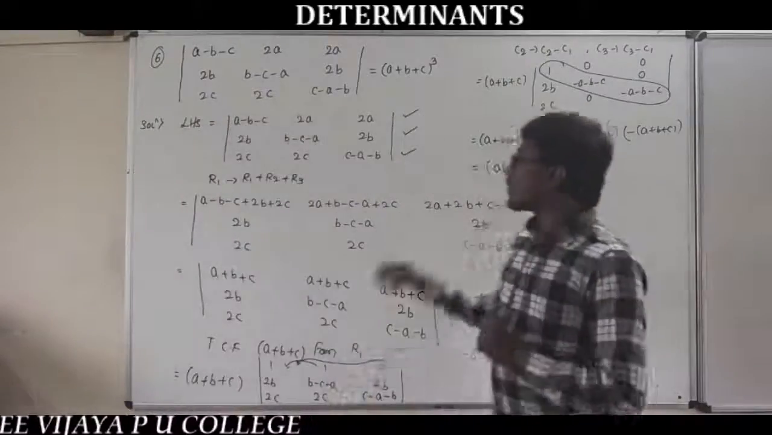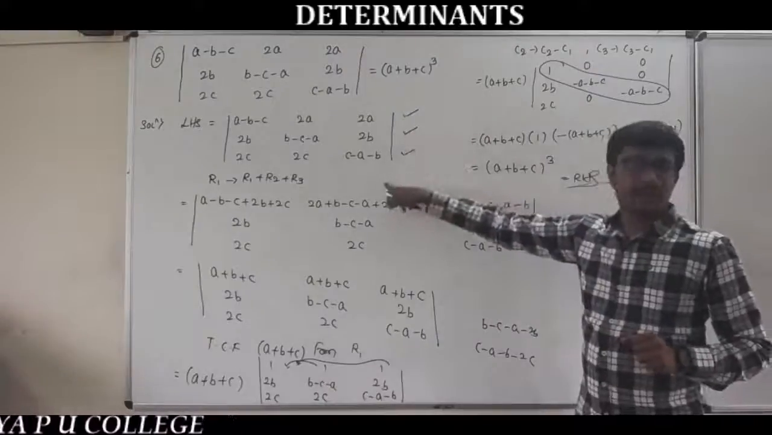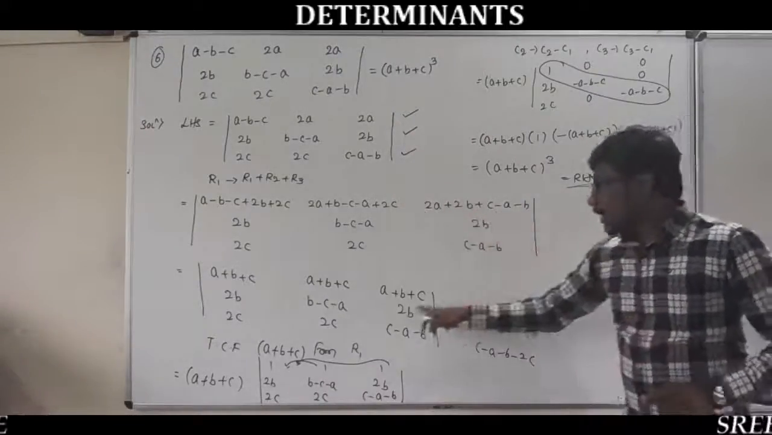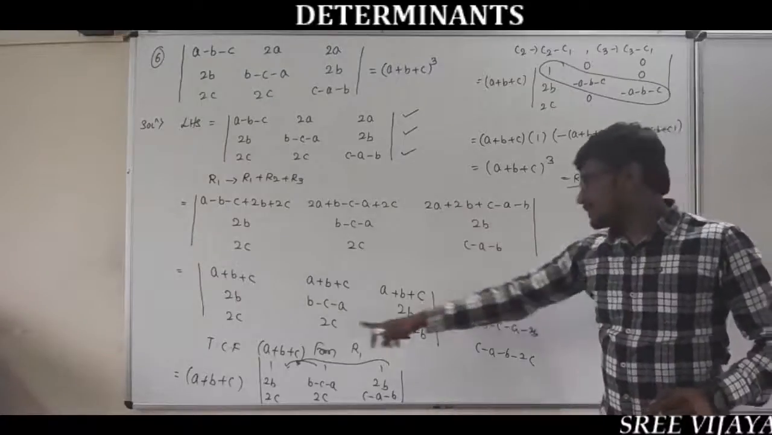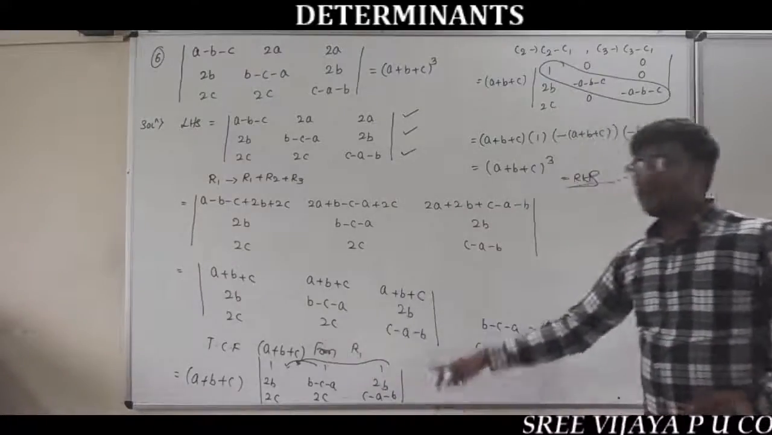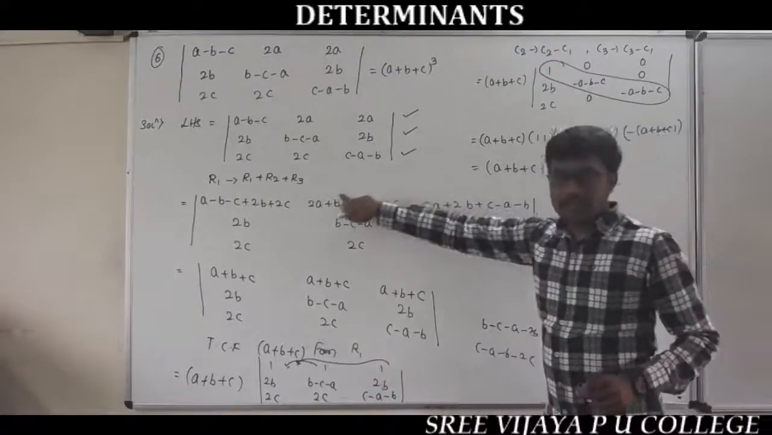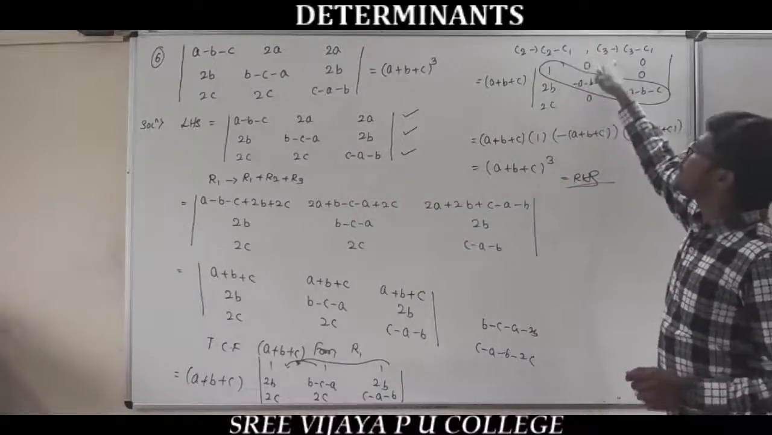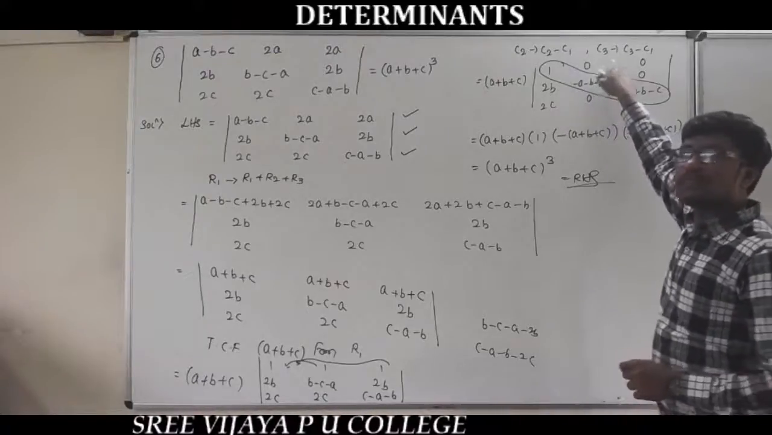So applying that, R1 changes to R1 plus R2 plus R3, adding the corresponding elements of R1, R2 and R3 after taking the common factor a plus b plus c from R1, and the remaining. If R1 changes to R1 plus R2 plus R3, it is obviously common. So C2 changes to C2 minus C1, C3 changes to C3 minus C1.